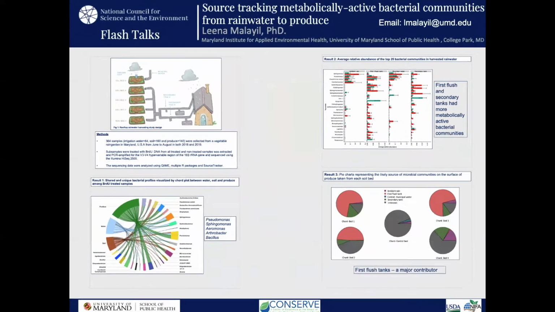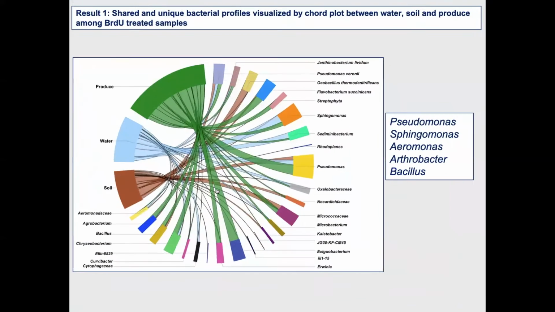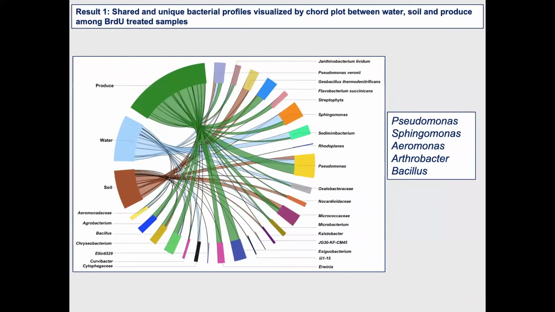Here, I give you a glimpse of the results. We first looked at the shared and unique bacterial profiles between the different sample types among BrdU-treated samples. We observed Pseudomonas, Sphingomonas, Aeromonas, Arthrobacter, and Bacillus as the predominant genera in these sample types.